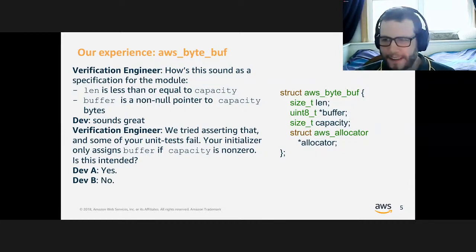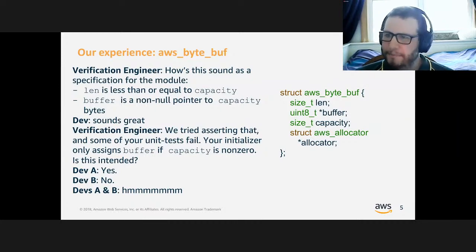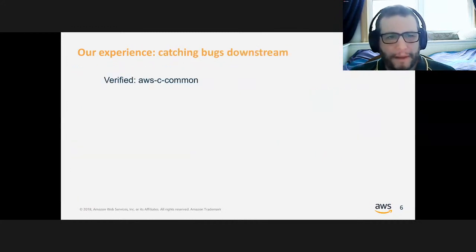And the other developer is like, I really want those fields to be meaningful because I want to be able to do null checks on capacity, on buffer. And we actually triggered a real discussion between the developers that led to consistency and better documentation in their code. Another example, catching bugs downstream.